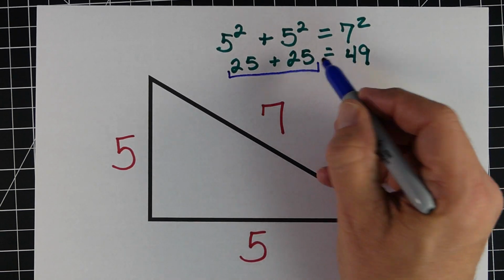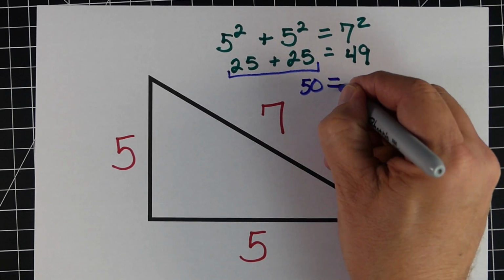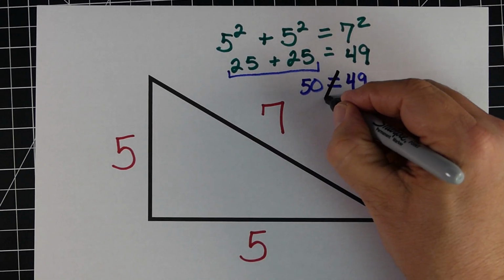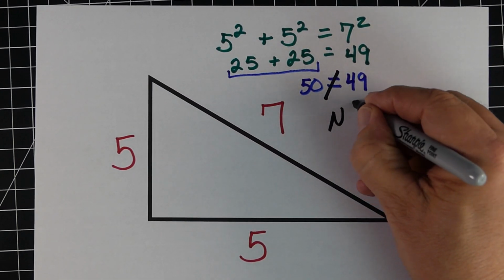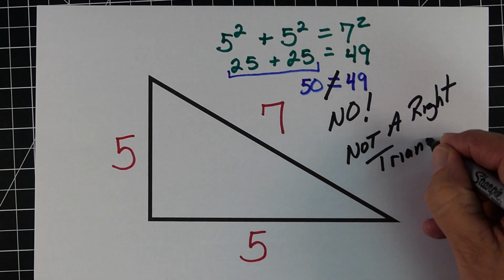So I kind of jumped the gun there a little bit. If I add up the two legs when we squared them, we get 50. On the right side, it was 49. They're not the same. They're very, very close. This would look like a right triangle, but because they're slightly different, it is not a right triangle.